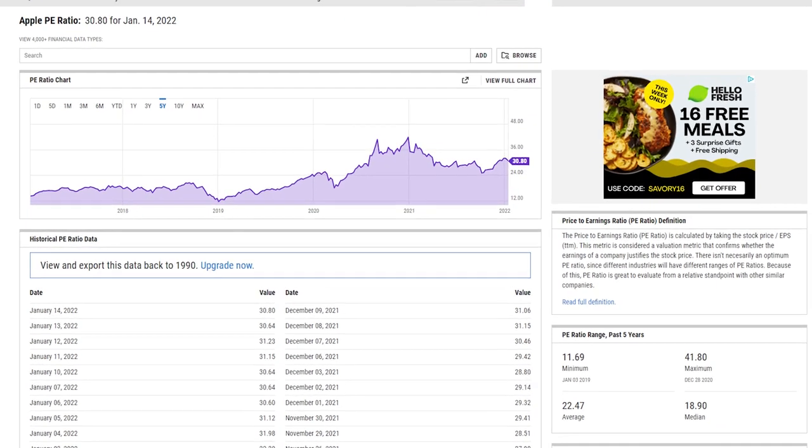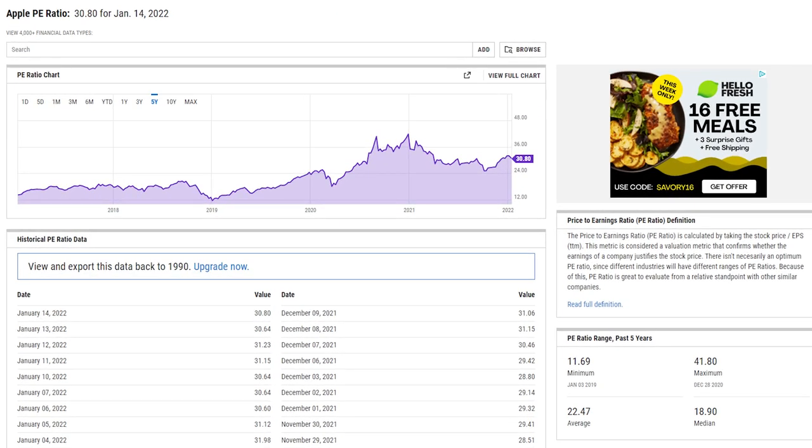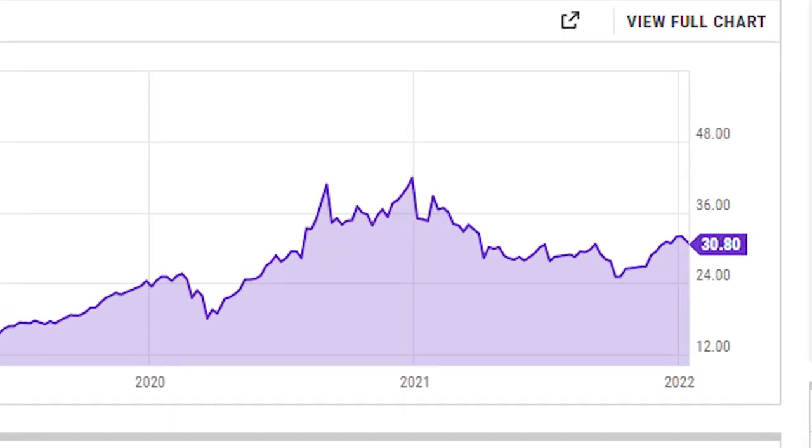So here we have Apple's PE ratio from the past 5 years. We can see the lowest PE ratio from these 5 years was 11.69, and the highest was 41.80, giving us an average of 22.47. But as we can see, the PE ratio right now is 30.80, being over the average, which may be indicating the stock is overvalued right now.